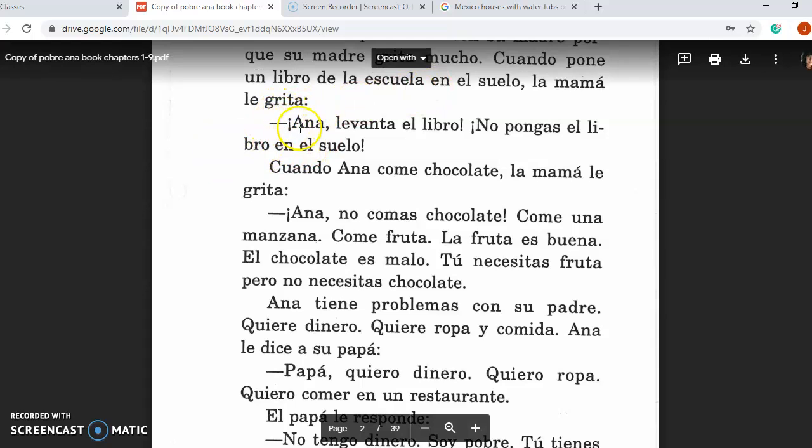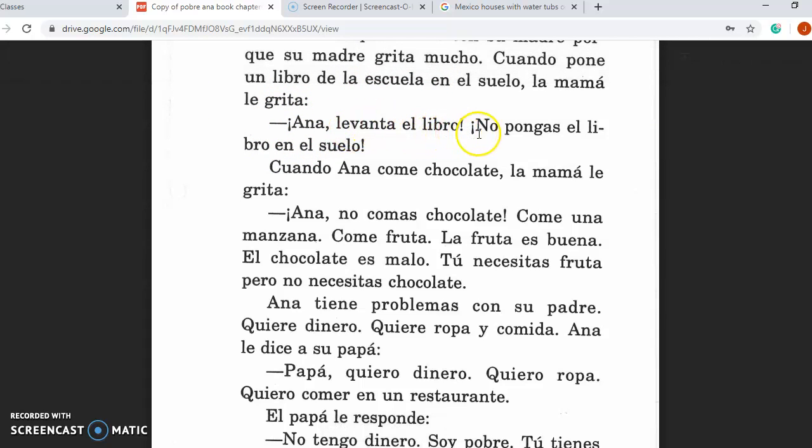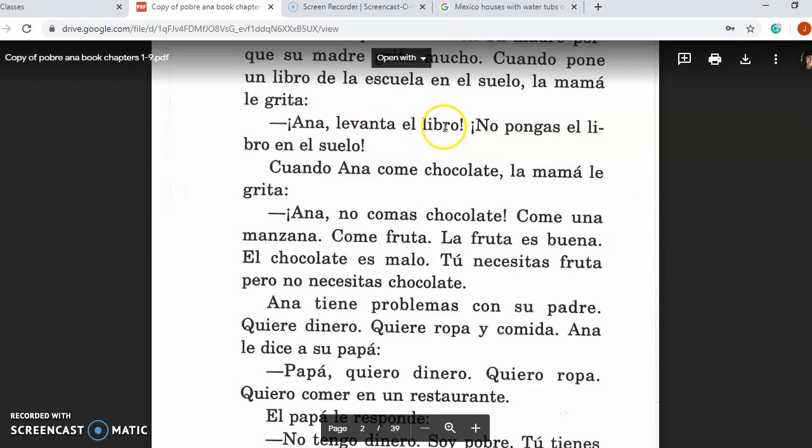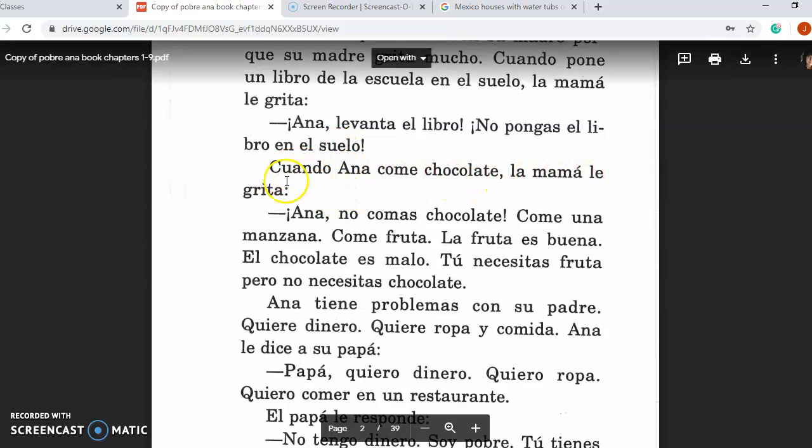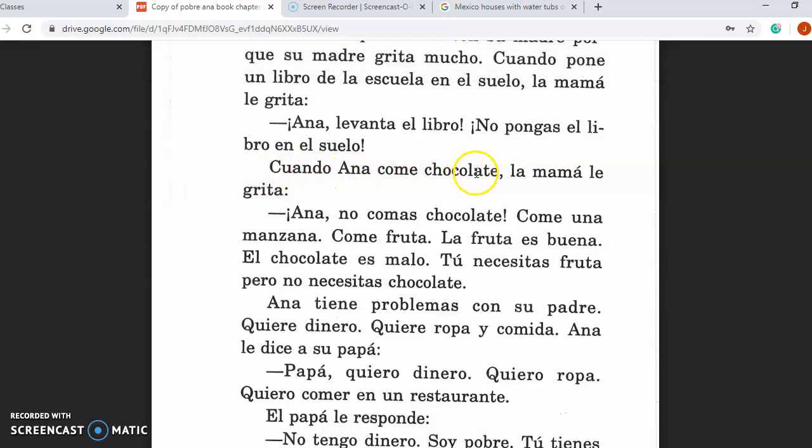So here's the mom yelling, Ana, levanta el libro. No pongas el libro en el suelo. Anna, pick up the book. Lift the book. Don't put the book on the floor or ground. Cuando Ana come chocolate, la mamá le grita. When Anna eats chocolate, here's a perfect cognate.